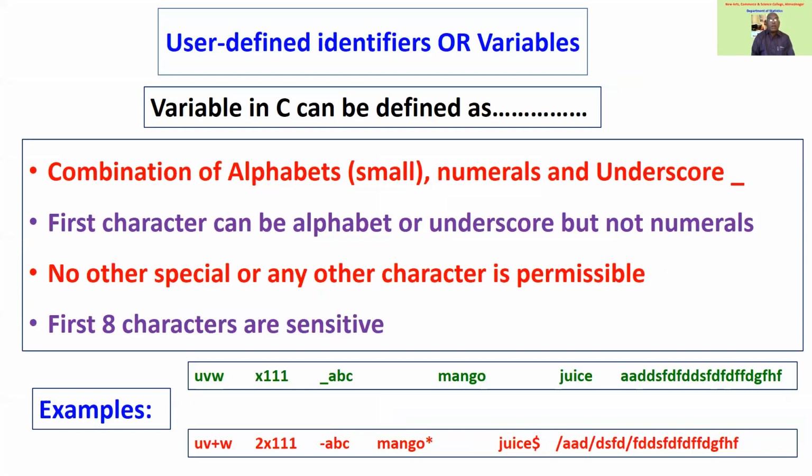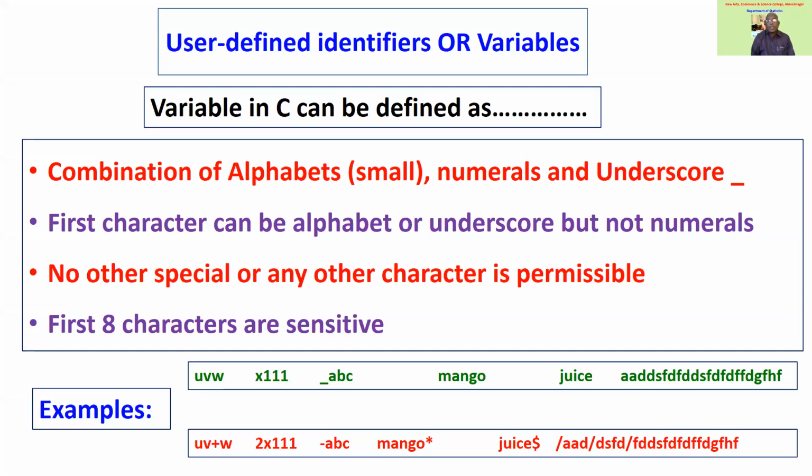Combination of alphabets, numerals, and underscore only. So your variable should be a combination of alphabets, numerals, and underscore only. Other than this, you cannot use any other characters in the variable definition. So this is the first condition.